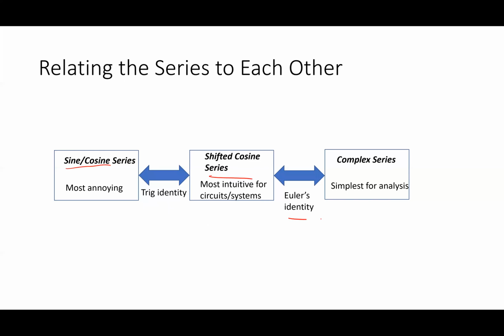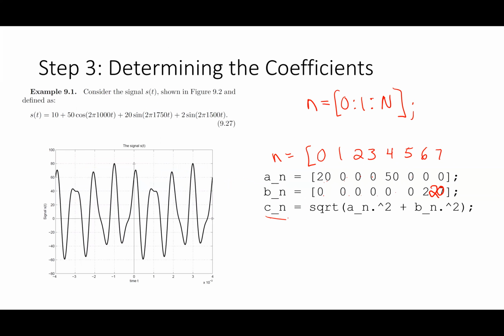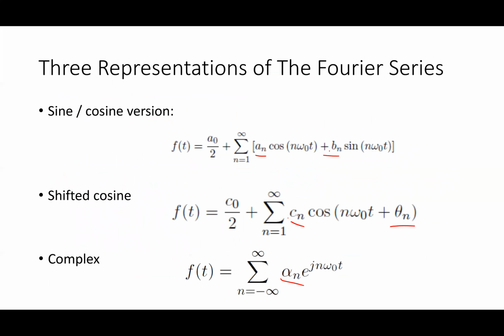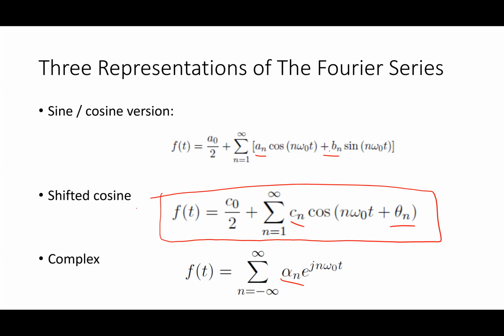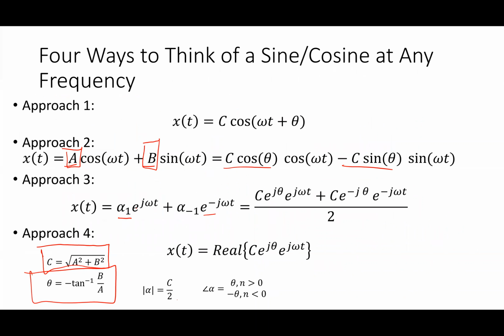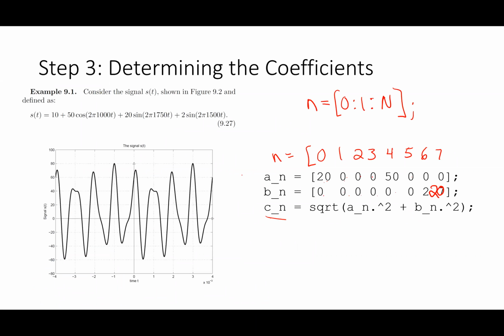So let's go back. Notice what I did for C of n. That's for this form of the series here, where I called it the shifted cosine version. What I did was I basically took this definition that I had here, right? C equals square root of a squared plus b squared. I've already gone through and figured out the a's and the b's, right? That's what I did previously. We figured out the a's and the b's, okay? To get C, notice what I did.